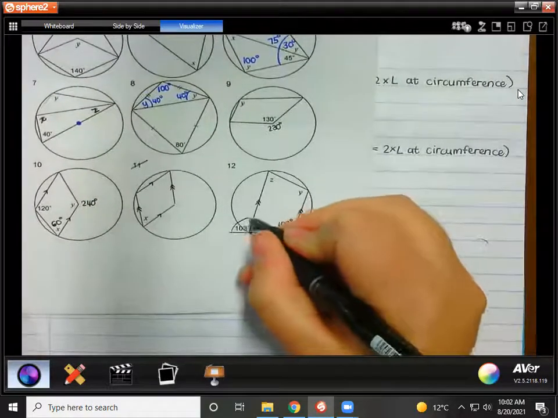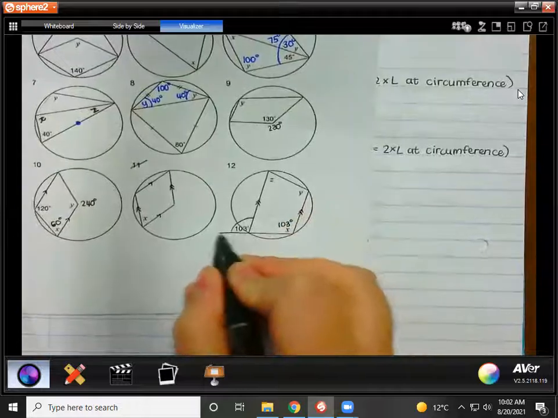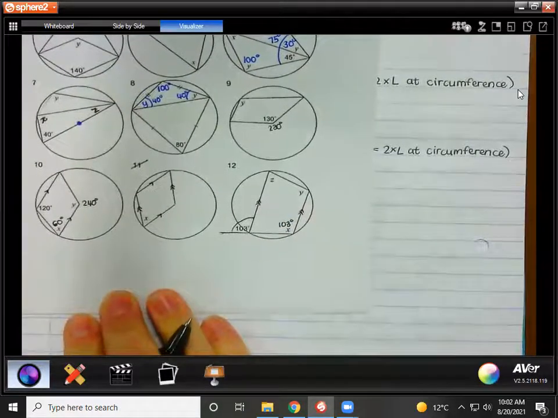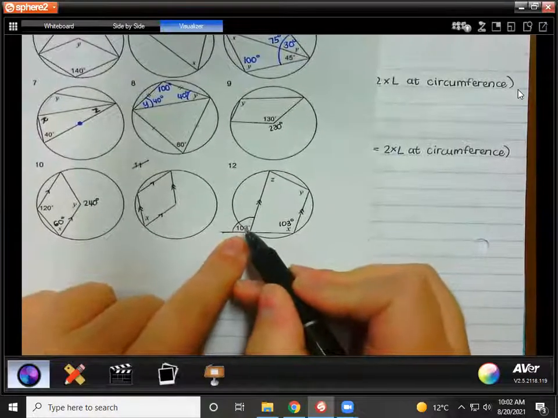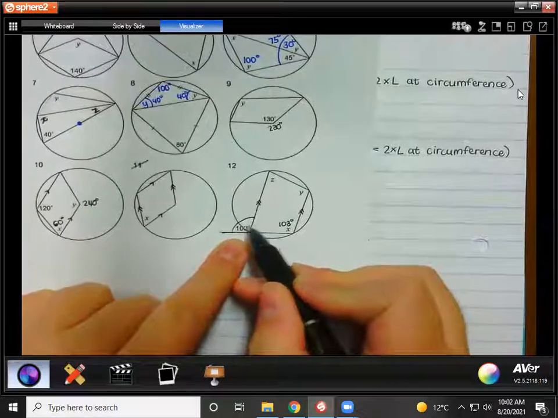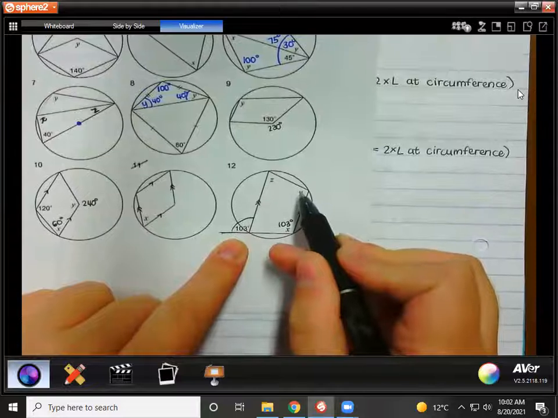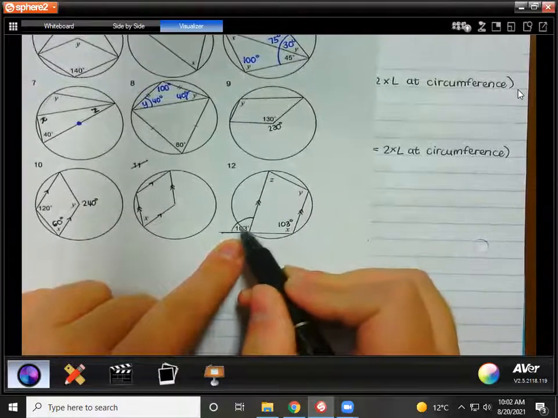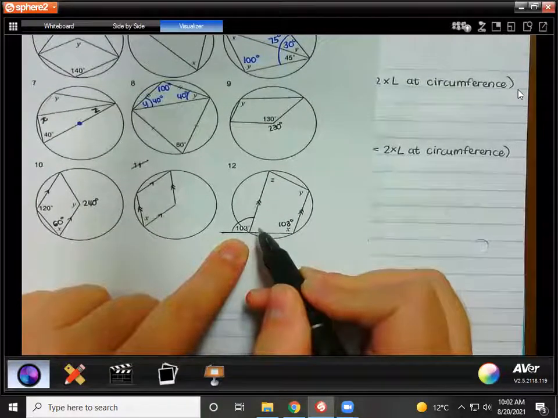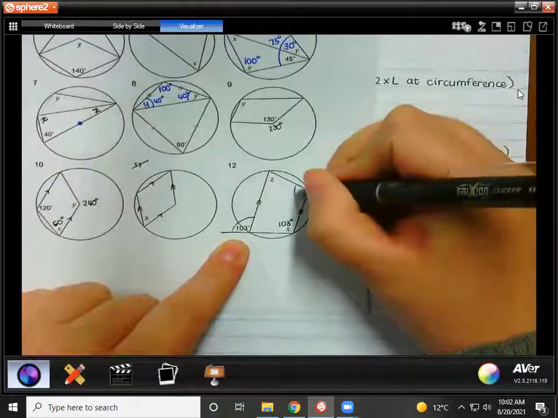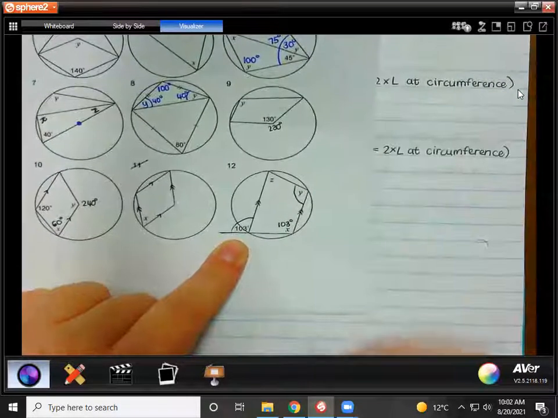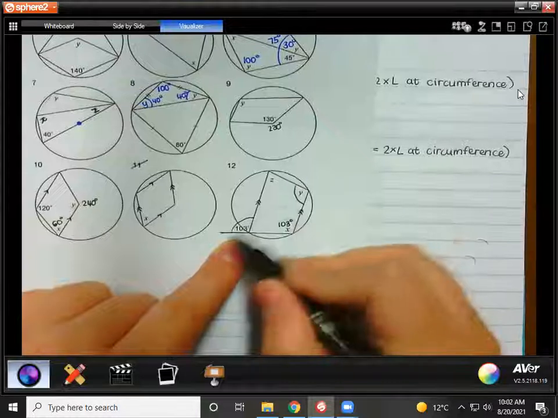This 103 degrees is an exterior angle of the cyclic quad because it's a side that's been lengthened, and it's the angle on the outside. Now, the theorem says that the exterior angle of a cyclic quad is equal to the opposite interior angle. So if you look for the angle that's lying next to it, and then the angle opposite that angle, those two are equal. So Y is going to be 103 degrees.